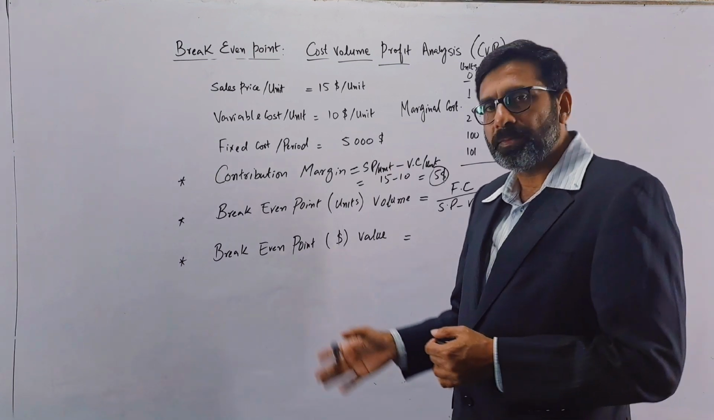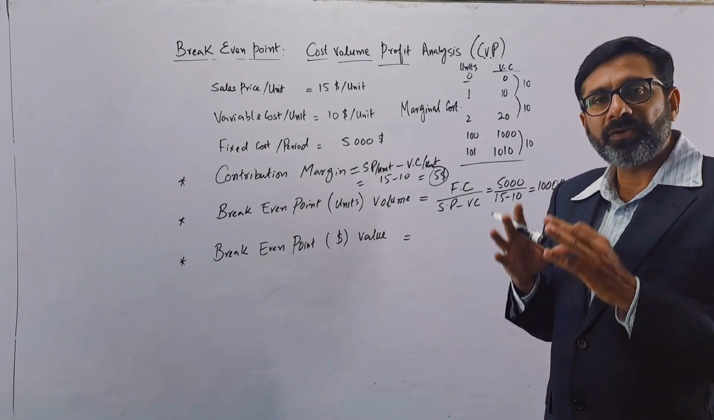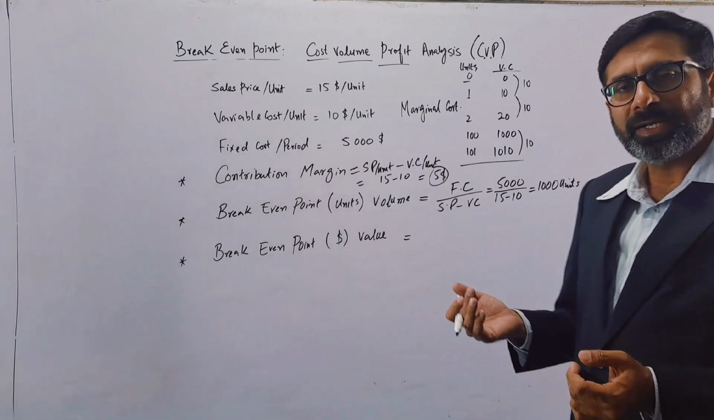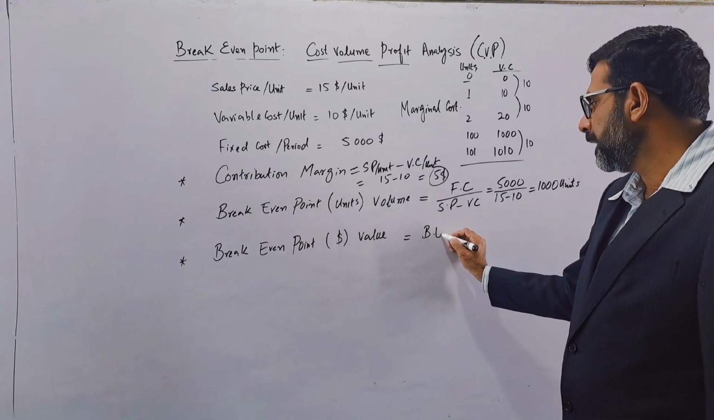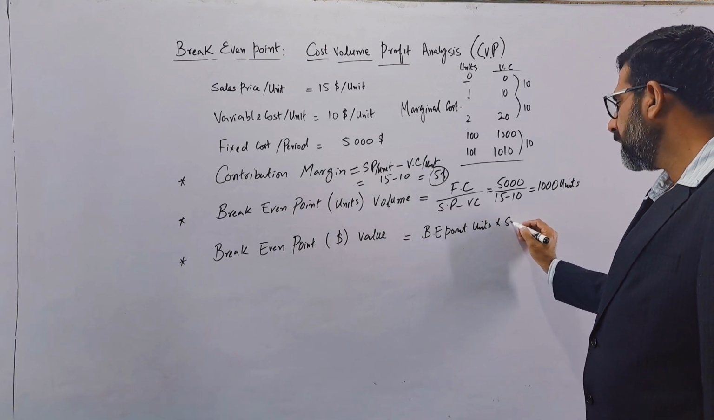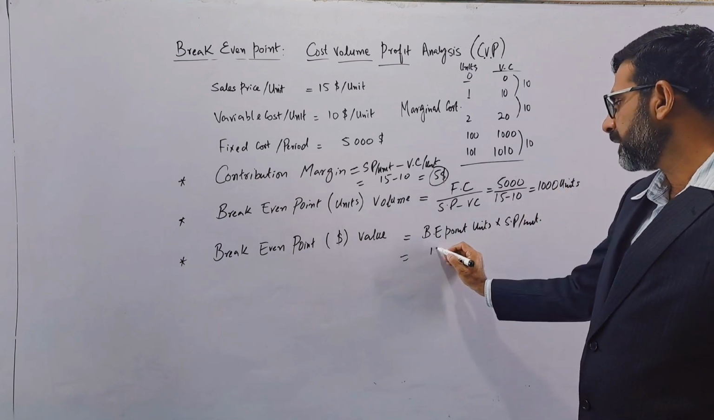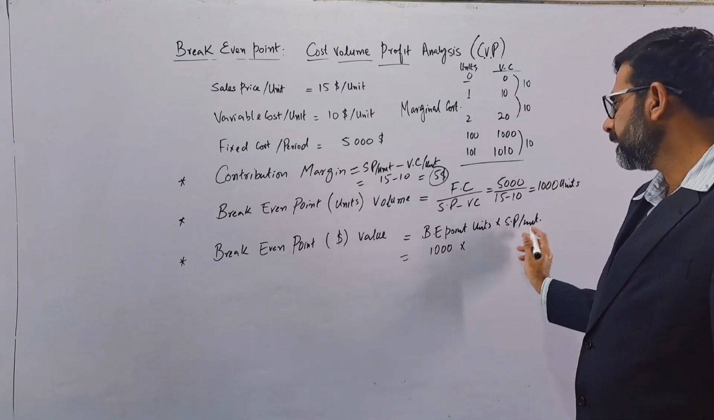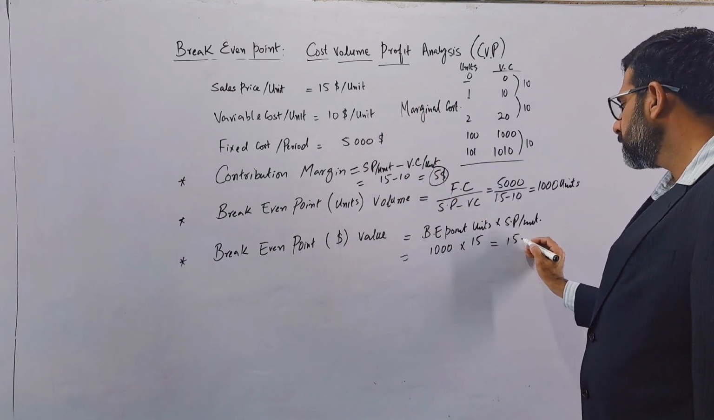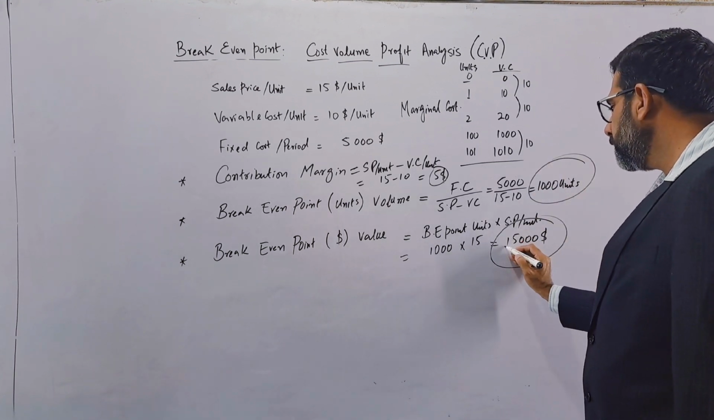Now, the next thing that we have: sometimes they want to know, obviously they have 1,000 units, but they want to know what will be the total value of the sales which they need to achieve to reach the break-even point. For that, we have a very simple formula: the break-even point in units multiplied by the sale price per unit. The break-even point we calculated is 1,000, and the sale price given is $15. So the answer is $15,000. Here it was in units, here it is in dollars.